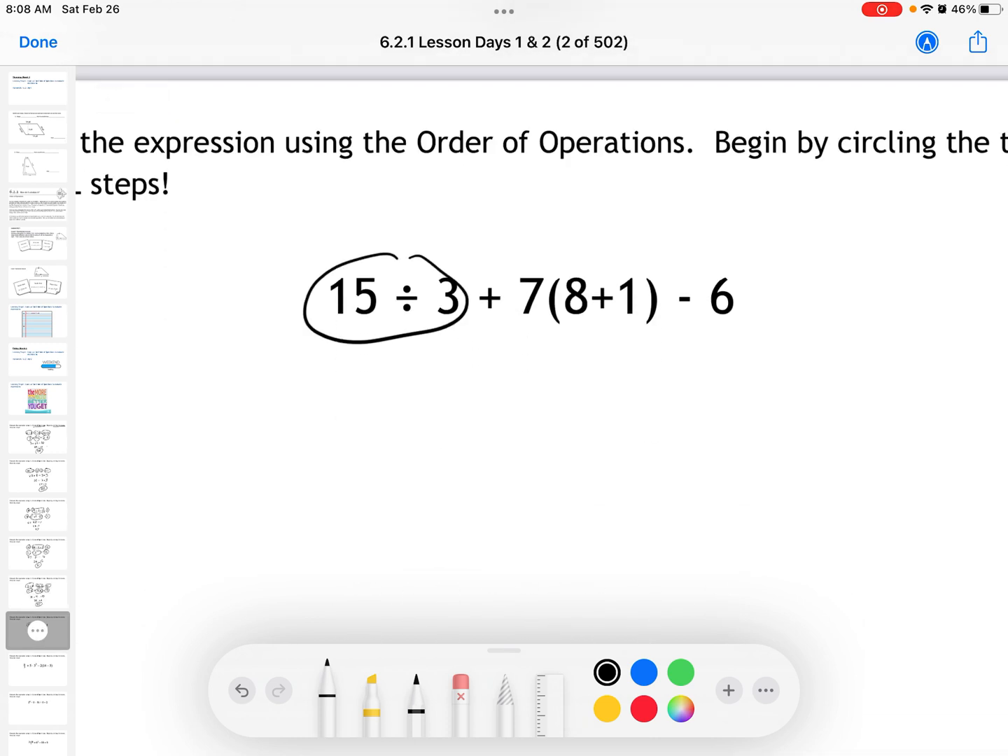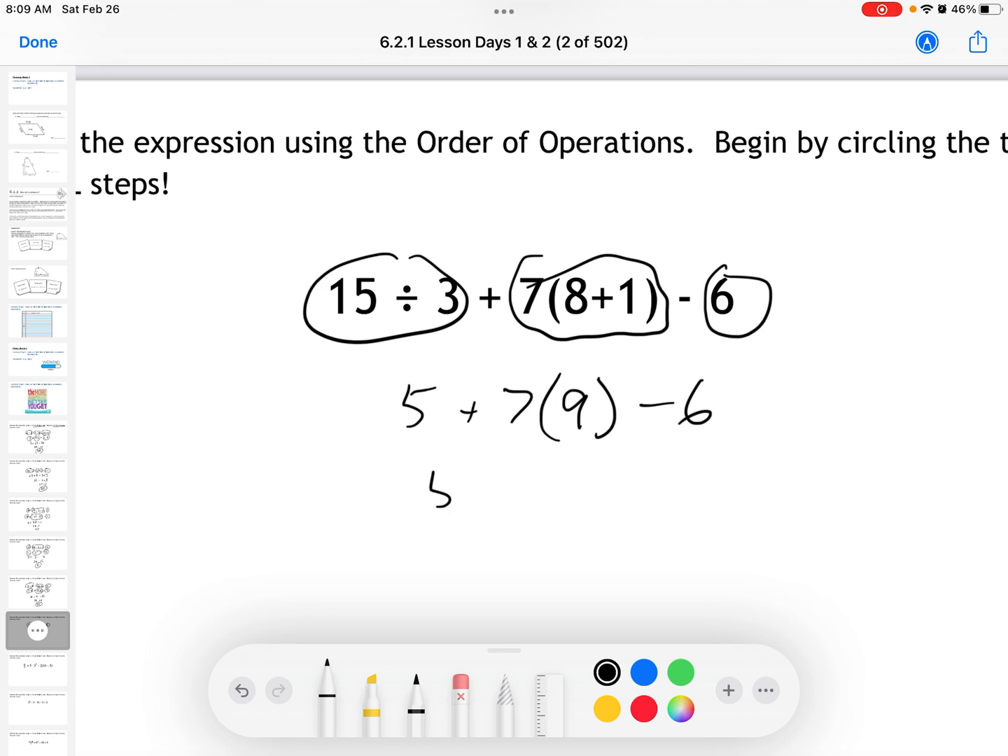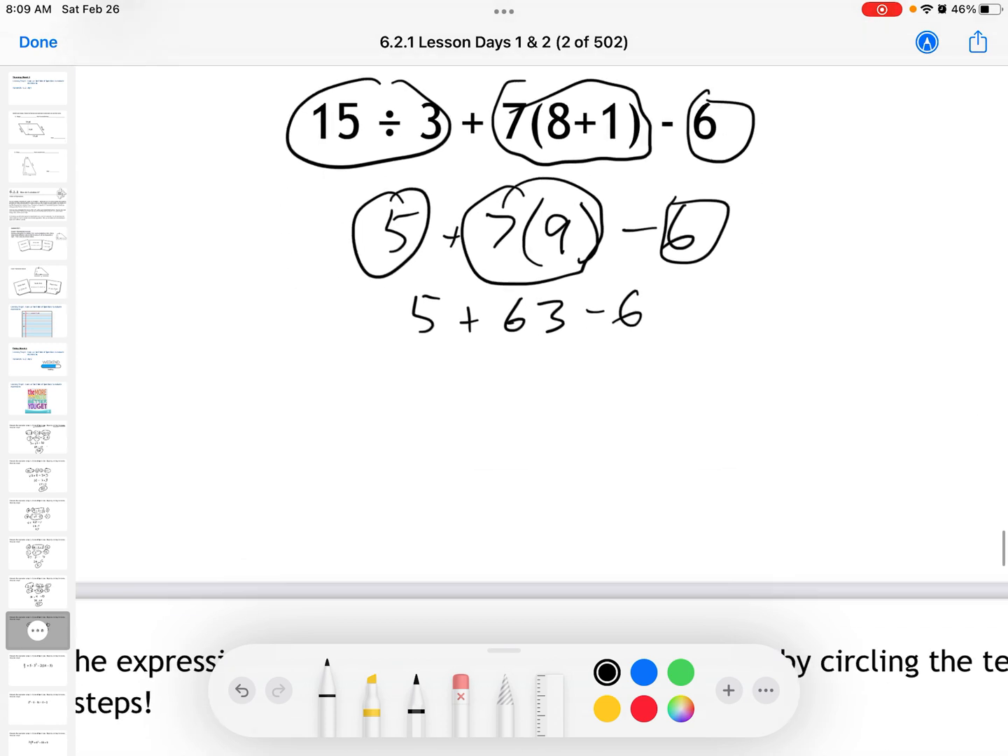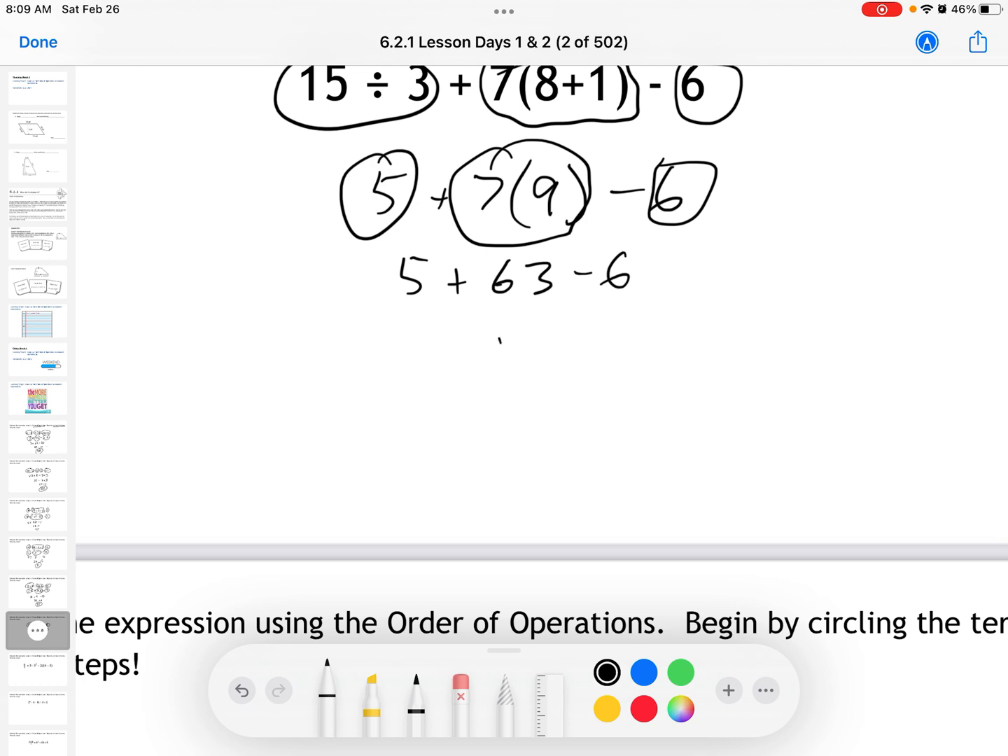Circle terms. Division. Oh, we have grouping symbols. Keep them together. Here we go. 15 divided by 3 is 5 plus 7. 8 plus 1 because we do parentheses first. Minus 6. 5. Whoops, we got 3 terms still because we haven't found all the answers. 5 plus 7 times 9 is 63. Minus 6. 5 plus 63 is 68 minus 6, which is 62.